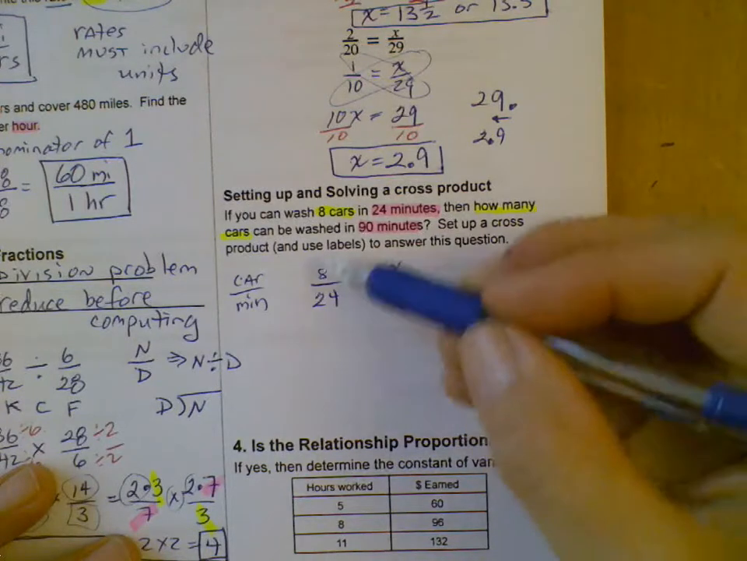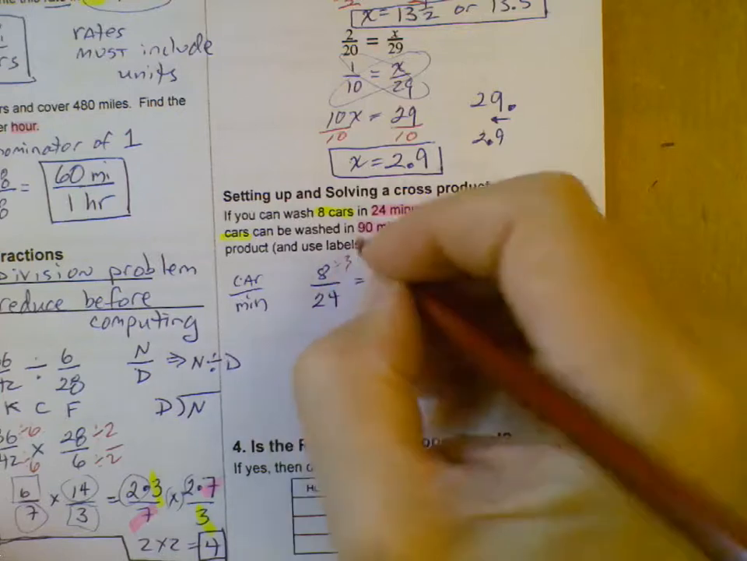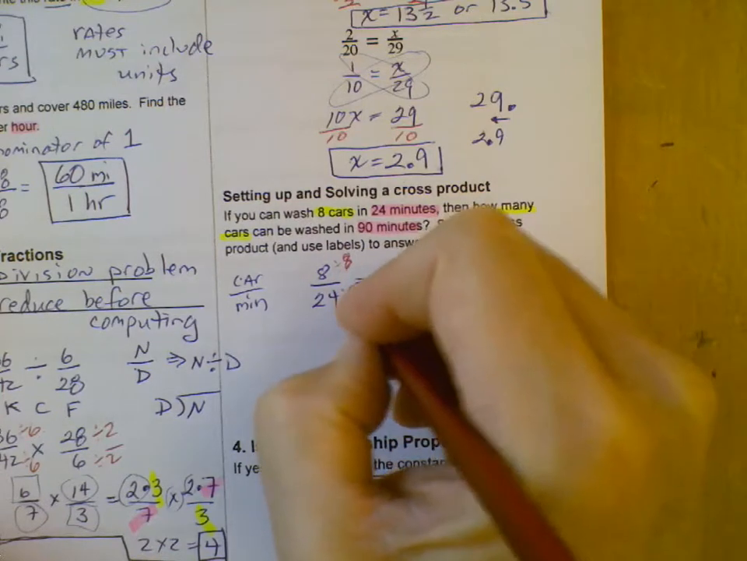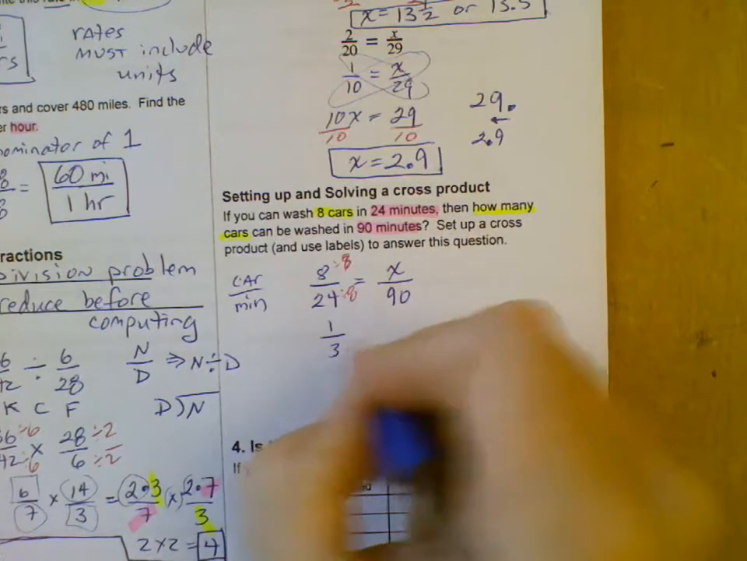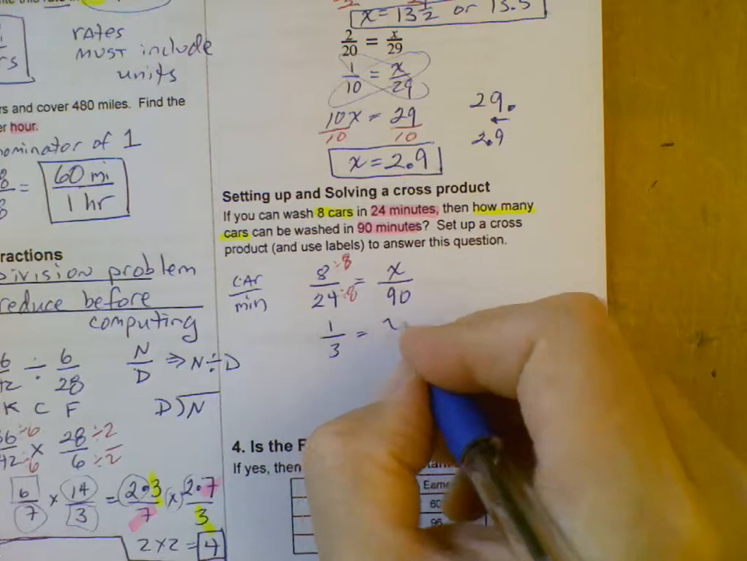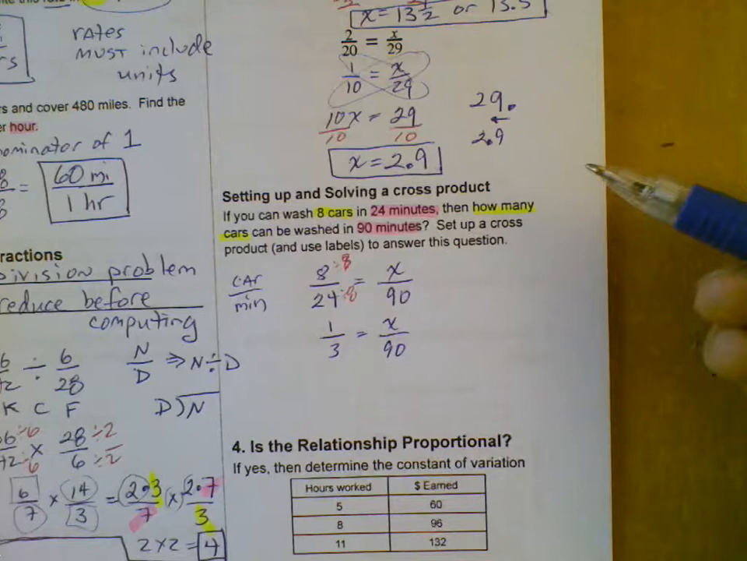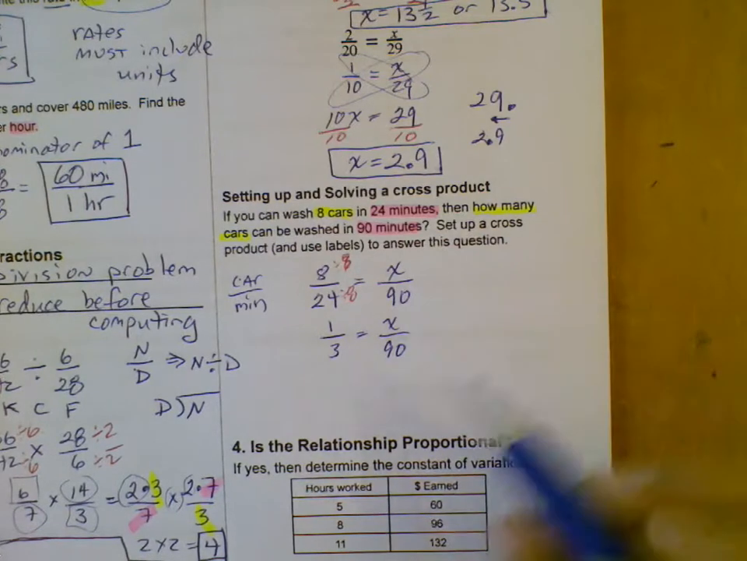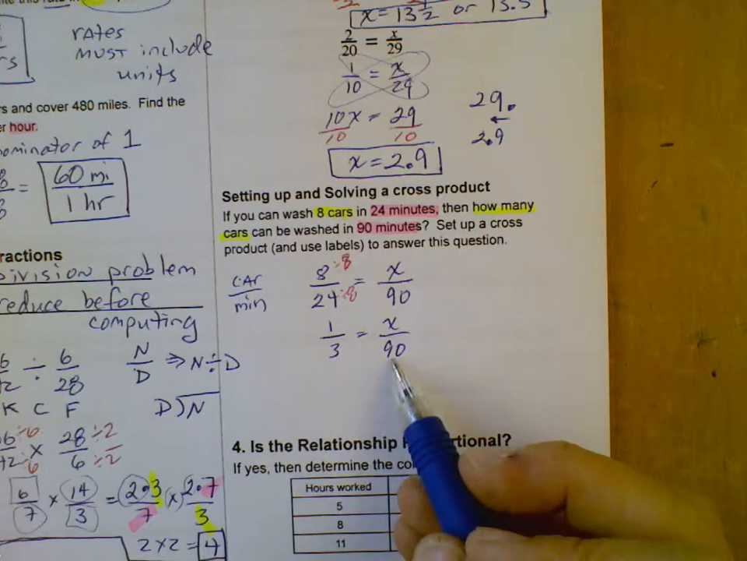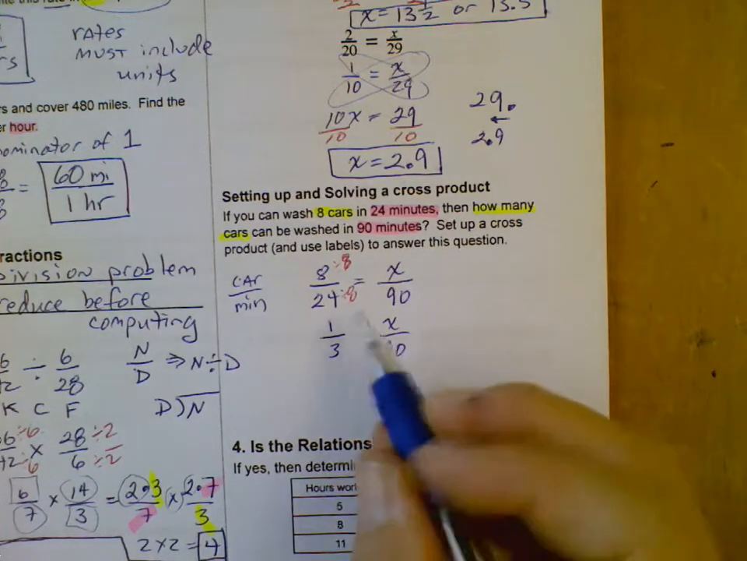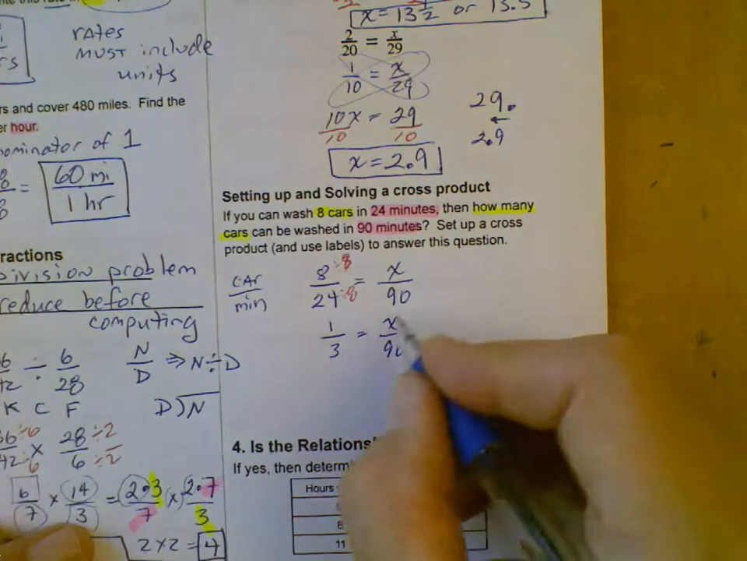I see that I can simplify this. I can divide top and bottom by 8. 8 divided by 8 is 1. 24 divided by 8 is 3. So now I have something that looks like this. So you might see that the answer 3 times 30 was 90. So if I did the same with here, 1 times 30 would be 30. But let's go ahead and do the cross product just to double check.